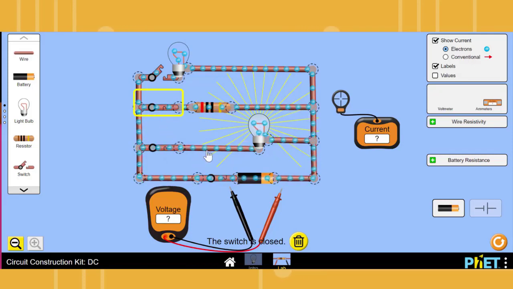I'll click that switch, and if you compare the electrons moving down this first light bulb branch, they're moving pretty quickly. These are moving not as fast, which means there's more resistance in this resistor than there is in this light bulb. And when I click the last switch, this bulb isn't as bright, which means it has more resistance in this filament up on top than the other light bulb when we first started.